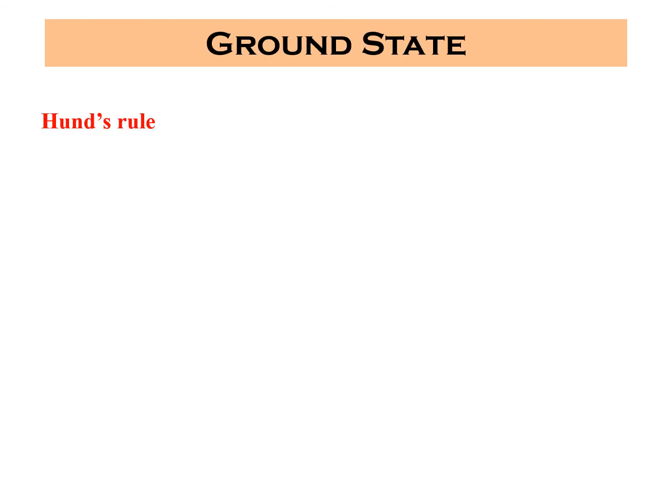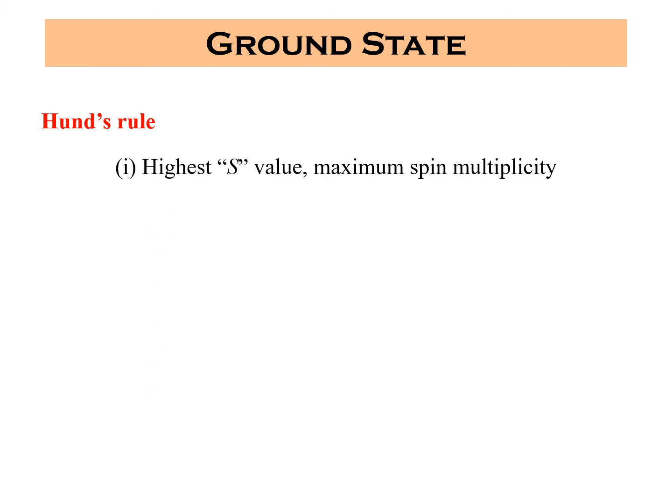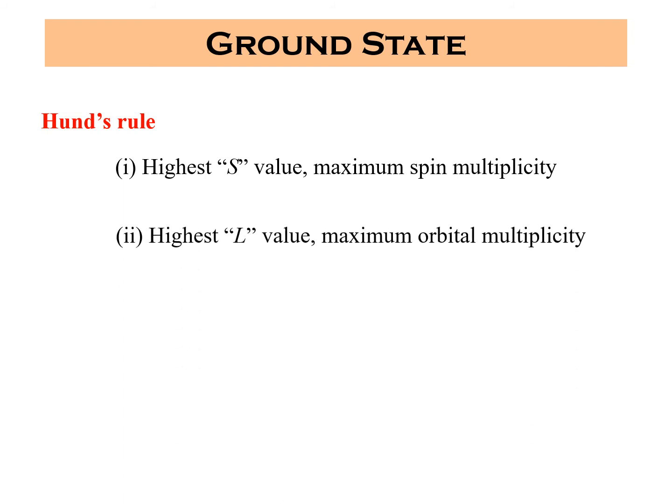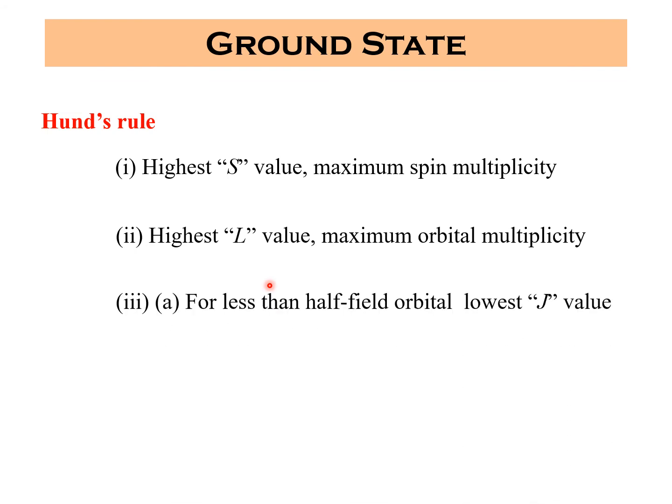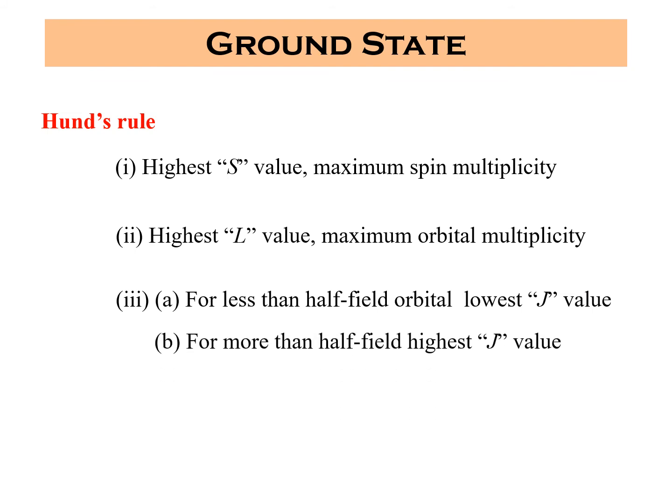Now to define the ground state term symbol, we use Hund's rule, which says that the highest S value, or spin multiplicity, will always be the ground state. But if we have multiple energy states with the same spin multiplicity, then we look at the highest orbital multiplicity, or the overall angular momentum value. And finally, we look at the J value, that means the spin-orbit coupling value. For less than half filled orbitals, the lowest J value is the ground state, and for more than half filled, the highest J value is the ground state.